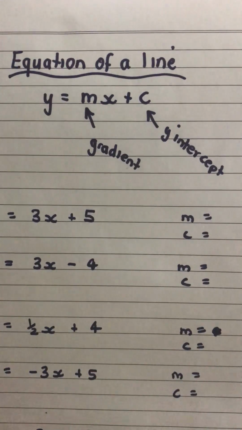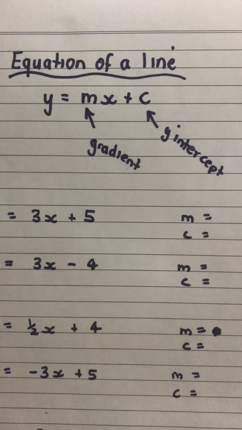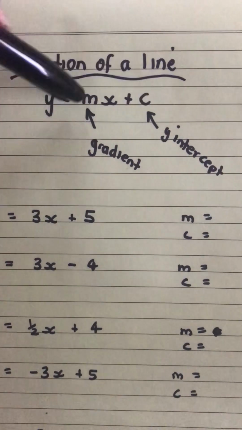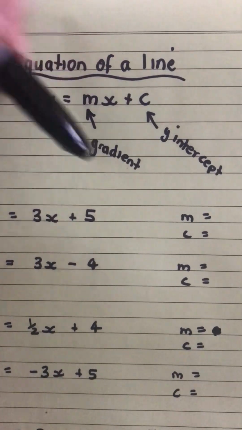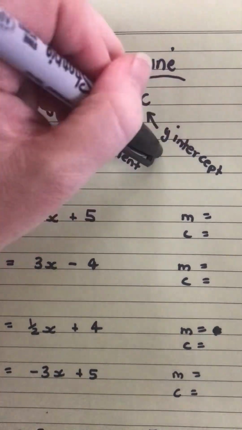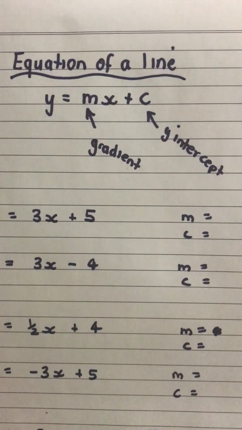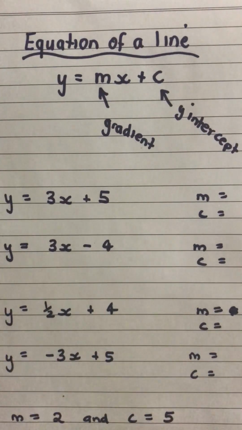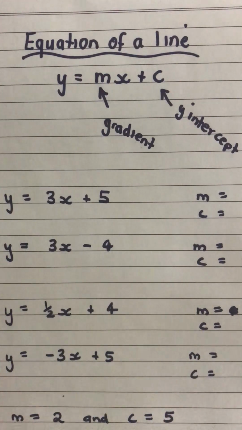Having a look at equation of a line. In this video, I'm just going to focus on finding those parts of the equation. So when we see an equation y equals mx plus c, the m is our gradient, the slope of our line, and the c is our y-intercept, or where it crosses the y-axis. So I'm just focusing on how we can identify those in equations and how we can write equations with them.